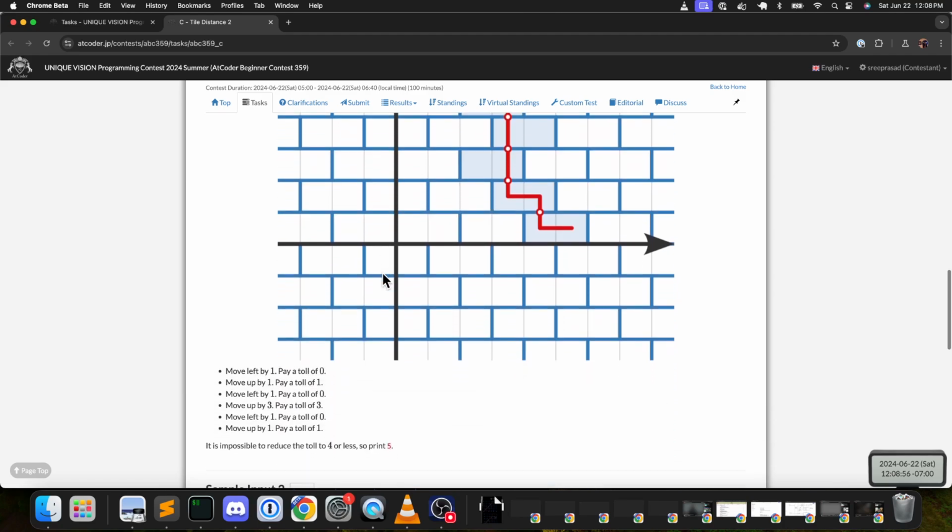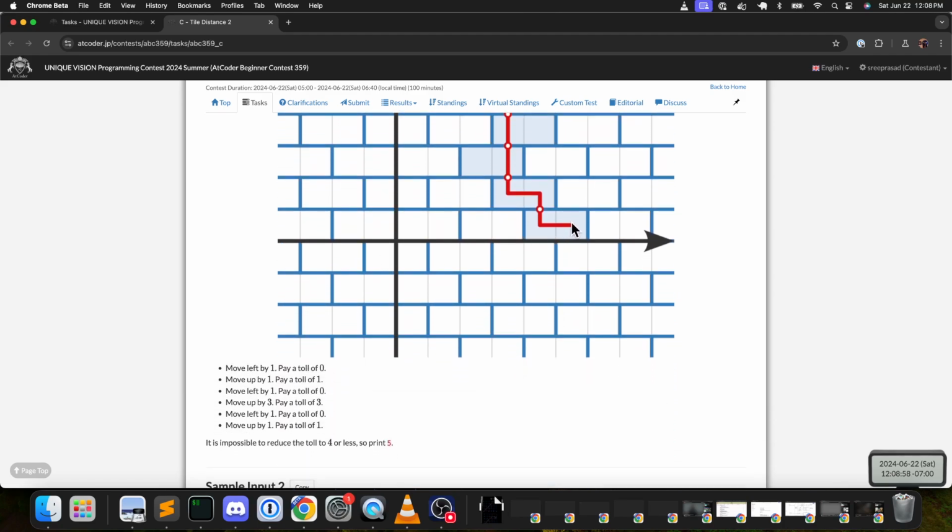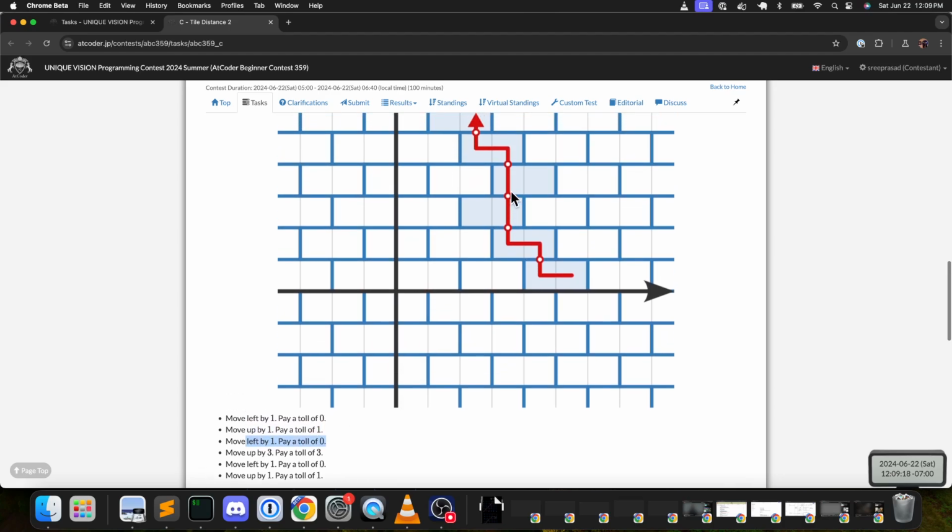So let's see. If you are at this position, if you go to the left, because it's in the same brick, you don't have to pay any toll. But from here, if you go up, then you are crossing into a new brick. So you have to pay a toll of 1 because you're going to cross over one brick. From here, you're going to the left, which is the same brick, so you don't have to pay any toll. But from here, you're going up by 3 bricks, which means you have to pay a toll of 3 because you're crossing 3 different bricks.